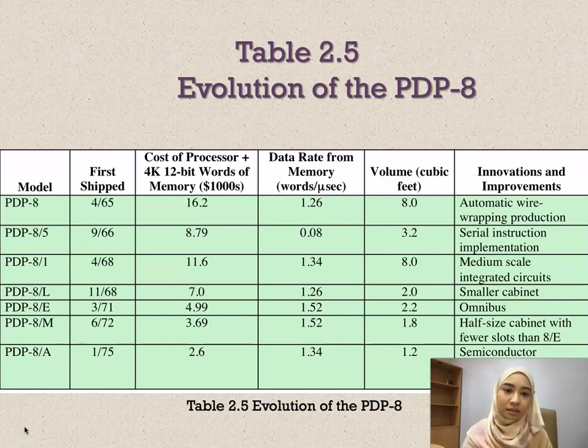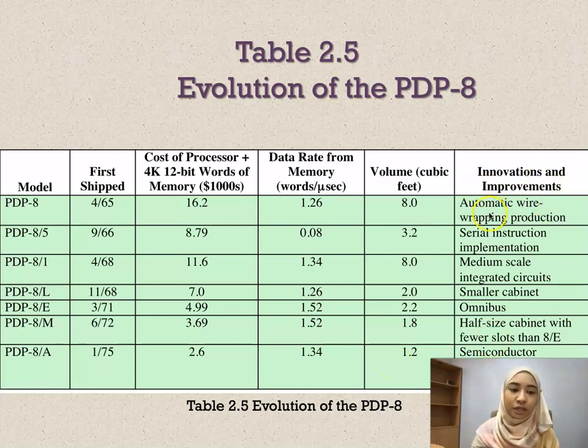So now, in the same year, we have PDP-8 being introduced. What was it? It was a minicomputer. It's not IBM. It's from a rival company called DEC, Digital Equipment Corporation. So you have all these models, PDP-8, PDP-8/5, and so on. They would have different data rates and be different in volume, as you can see over here, in cubic feet. The later models would be very small in volume.